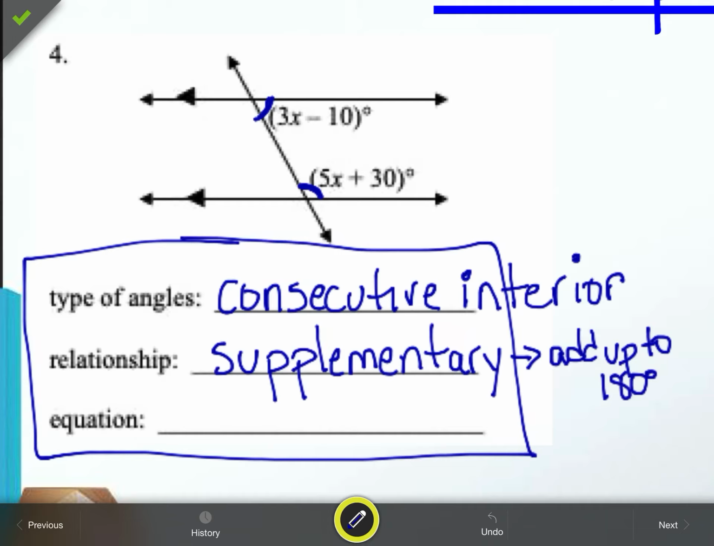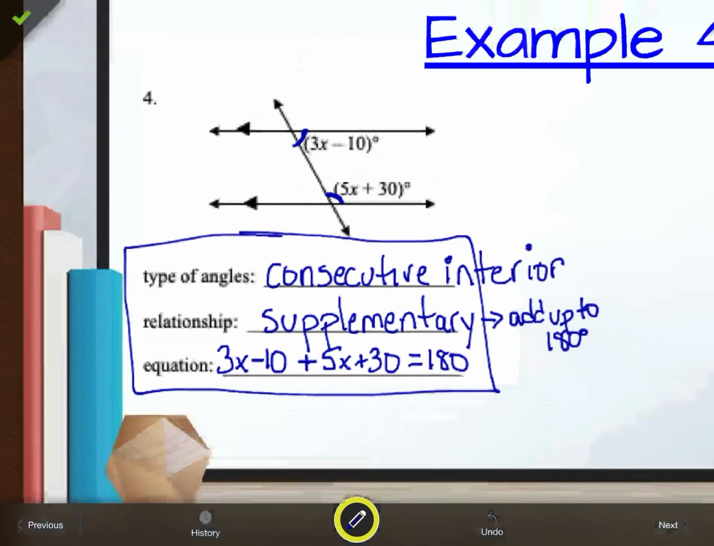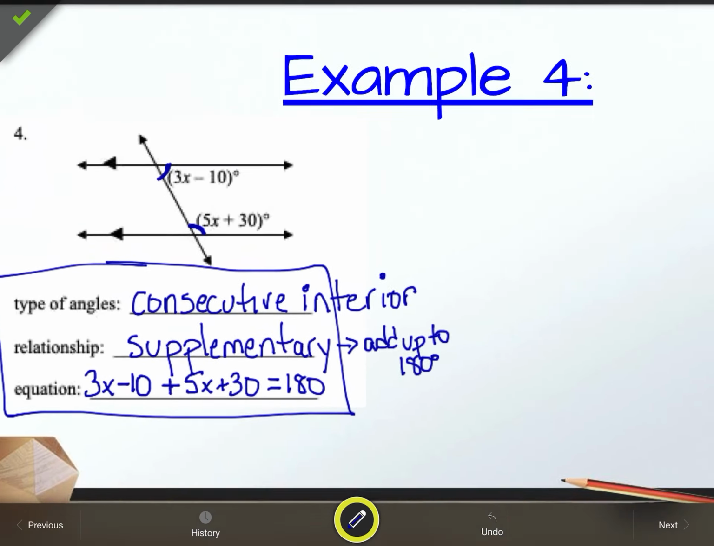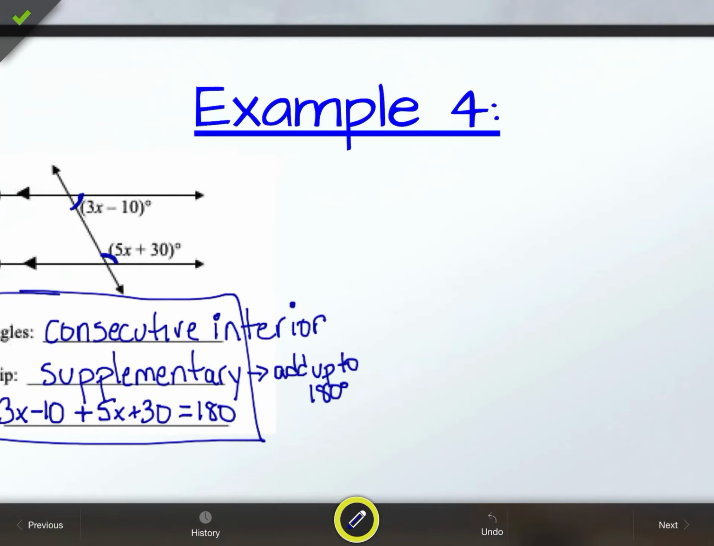So you take your first angle, and again, you could start with the other one if that made you happy. 3x minus 10 plus, because they add up to, then you take your second angle, 5x plus 30 equals 180. So that is my equation. Again, you could have written 5x plus 30 plus 3x minus 10 equals 180. What you don't want to do is set them equal because they are not. So be careful of that.